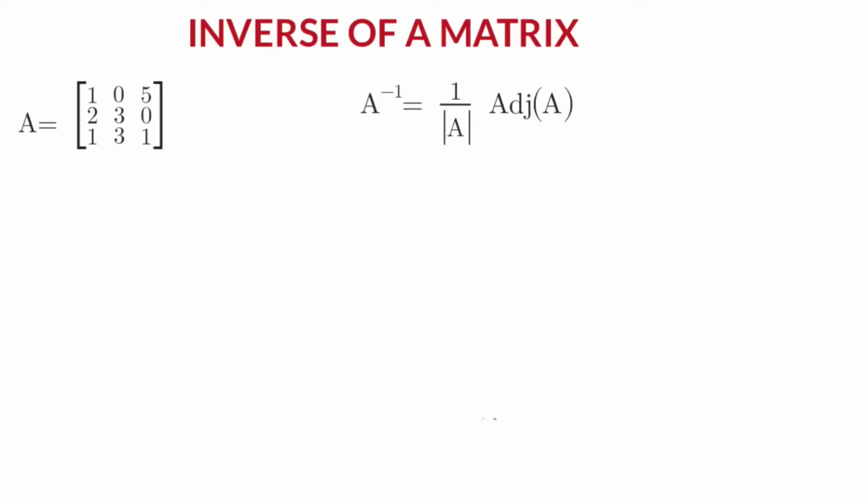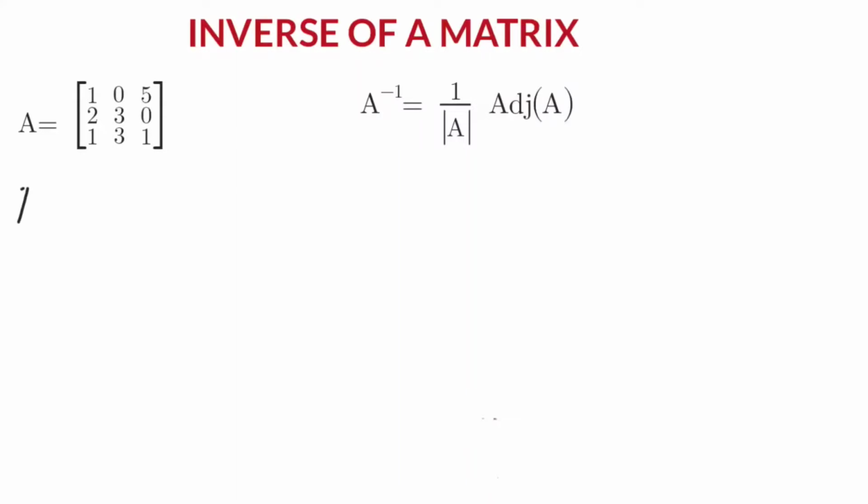So if the determinant of this matrix is 0, then the inverse of this matrix is not possible. So only the matrix which has a non-zero determinant has an inverse. So to calculate the inverse of matrix A, first we need to determine the determinant of this matrix and then the adjoint of this matrix. So let's get started.